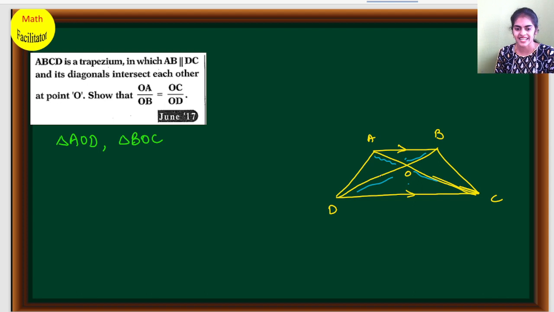Okay. So these two triangles, since these lines intersect, what happens to these angles? Vertically opposite angles. So angle AOD is equal to angle BOC because we know vertically opposite angles are equal, from your class 7 concept. And also these two lines are parallel. For parallel lines, which angles should I take?